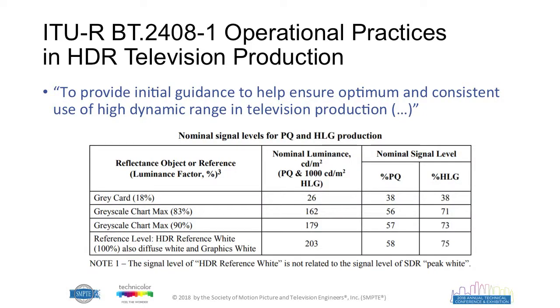The one that I know about is coming from ITU and from my colleague Andrew Cotton, who has been instrumental in getting this document together. This is ITU-R report BT.2408, very useful. And in it, you will find that there is a reference level for HDR reference white, also diffuse white, also graphics white. And it is set at 203 nits, assuming that you have a signal of about 1,000 nits. That's quite clear.